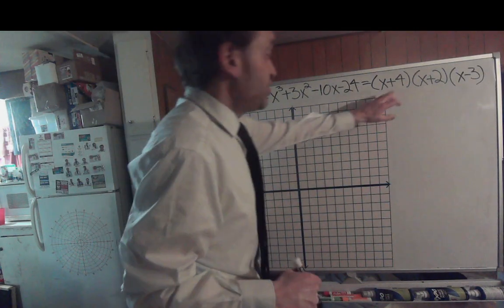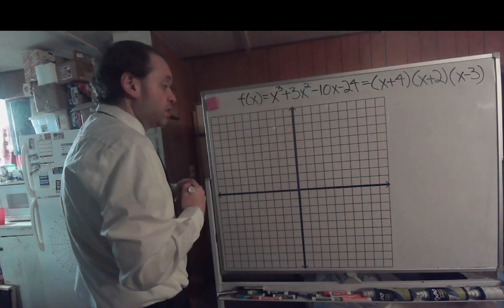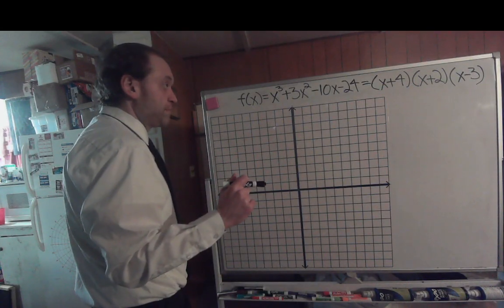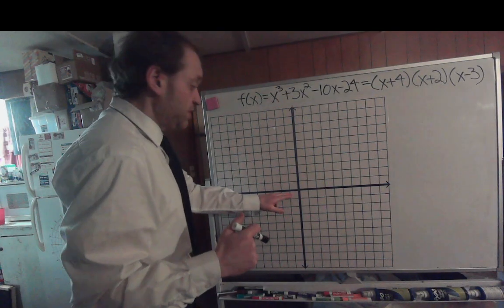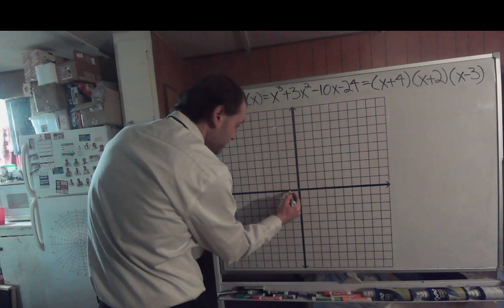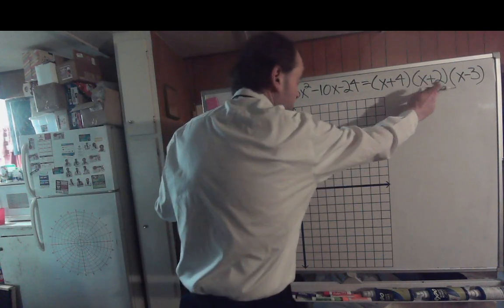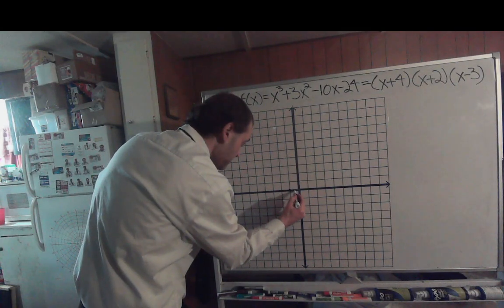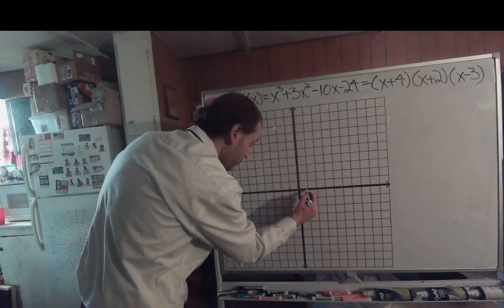So find each x-intercept. X plus 4 equals 0. That would give you x equals negative 4. We're going to make one of these units actually equal to 4. So here's your negative 4, 0. There's a reason for that. You're going to see when we get to the y-intercept. X plus 2 equals 0, so x equals negative 2. That's going to go about right there. And then x minus 3 equals 0. That would give you x equals positive 3, which would go right about there.